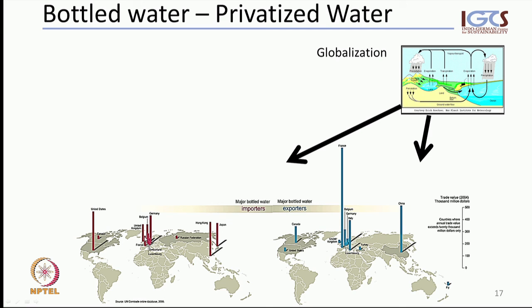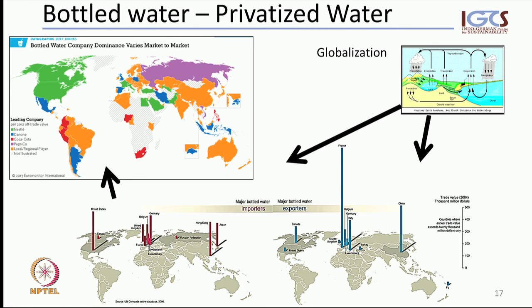We are transferring water from one part of the world to another part through the bottling mechanism and privatized mechanism of it. So it disturbs our freshwater budgeting, but it also disturbs our water rights base in many cases and our water accounting in general. So this is very critical and something that is very much on the rise and needs a lot of attention.